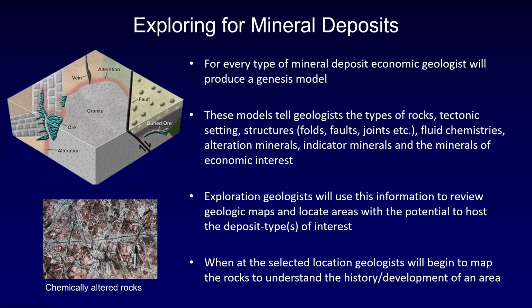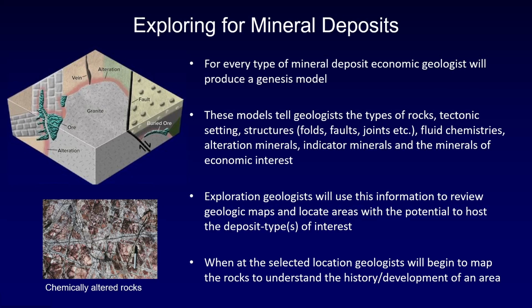Okay, so we're going to begin by looking at how geologists do field work to locate potential mineral deposits. For every type of mineral deposit, geologists will produce what's referred to as a genesis model. That simply says, if I'm looking for this type of deposit, what conditions does it form under? It's going to tell geologists what type of rocks are associated with this type of mineralization, what kind of tectonic setting I will find it in, convergent or divergent, and whether it is associated with any kind of structures like folds, faults, or joints.